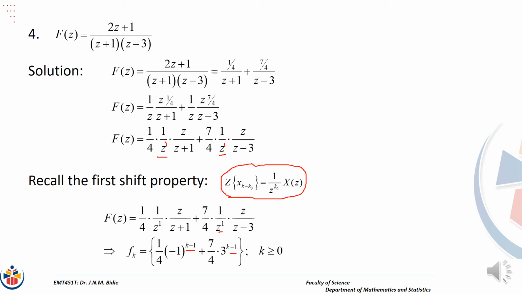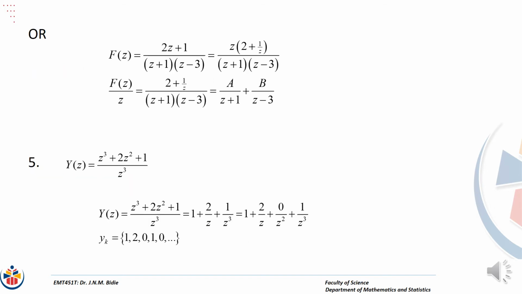But then let's go to the next option. What if we decide to take out z in that numerator? Will it then simplify to give us the same answer as this one? Note, if we take z out, we'll have 2 plus 1 over z. So that we'll have F of z over z on the left, and then be able to work out our partial fractions. I can assure you the answer is the same as in the previous slide.